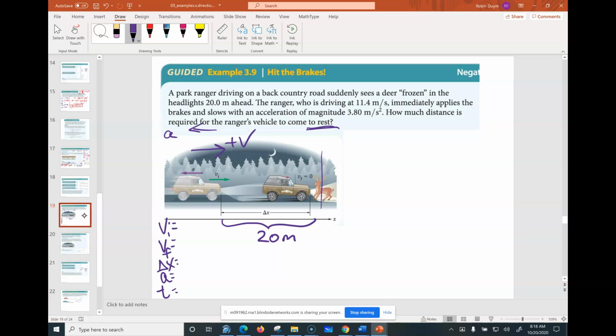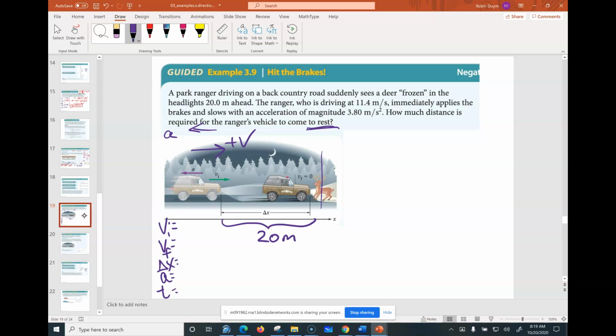It says a park ranger sees a deer 20 meters ahead. The ranger is driving at 11.4 meters per second in the positive direction, immediately applies the brakes, and slows with an acceleration of magnitude 3.8. That's just tricky language to stress to you that that is the size of the acceleration.